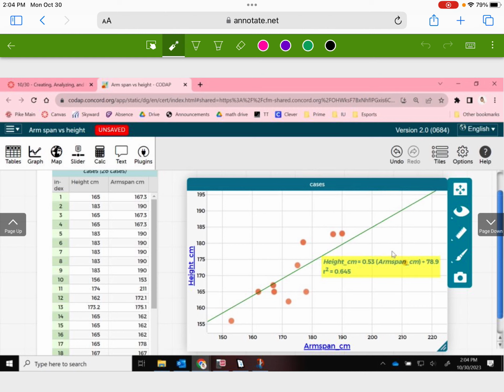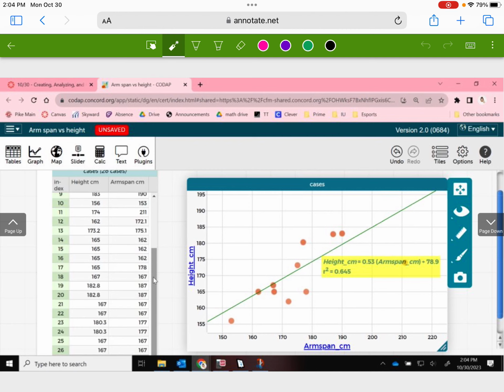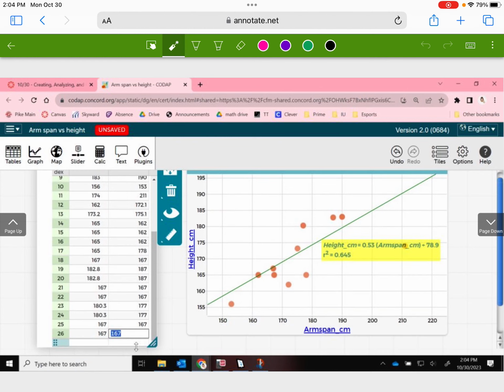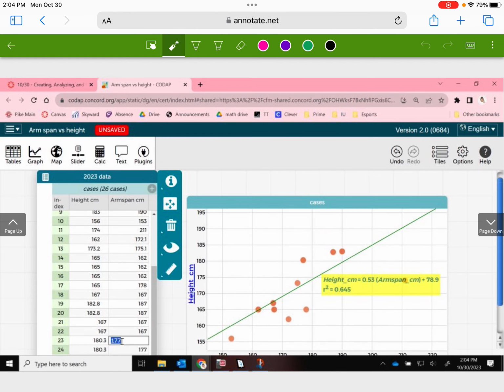And then you can come down and add his information to our table, which you can absolutely do. If you come down into our table, you can add another case just by entering into this bottom field. So this very bottom one, you can enter in a new arm span and a new height. Don't edit somebody else's stuff, but you can add another case and see what it changes. How does it change our line?